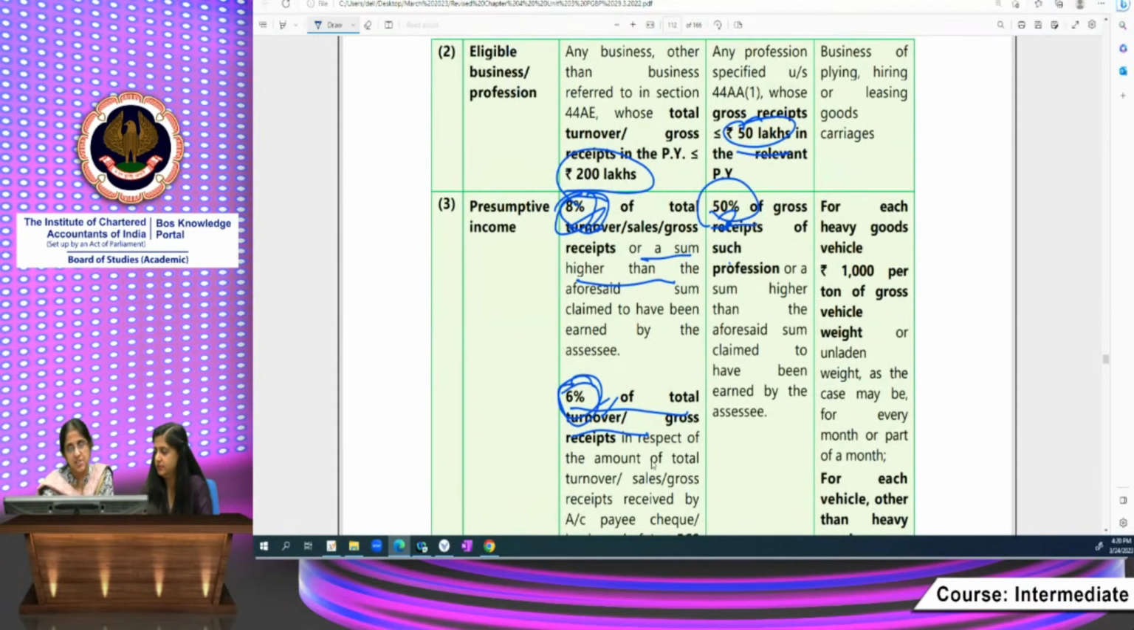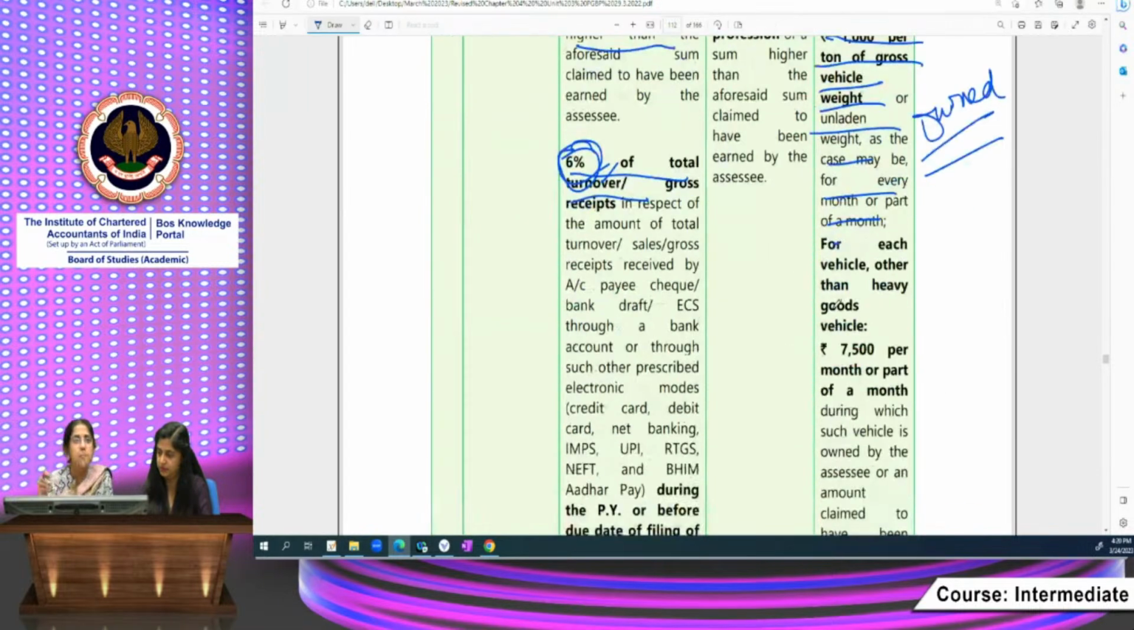We have an illustration. I think you can go through the illustration in the study material. 1,000 per ton of gross vehicle weight or unladen weight. That you have to see for every month or part of the month in which the vehicle is owned. Not put to use is not relevant here. It's every month in which the vehicle is owned. Suppose I purchase it in May and I put it to use in July. I have to count May, June also, even if it's 31st May. I have to count May as a full month and apply that rate because the rate is per month.